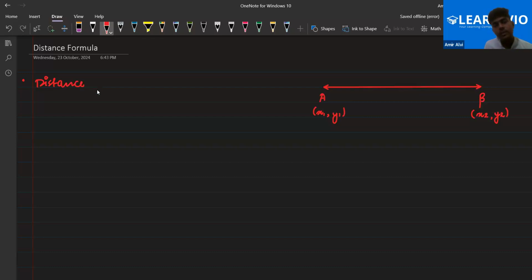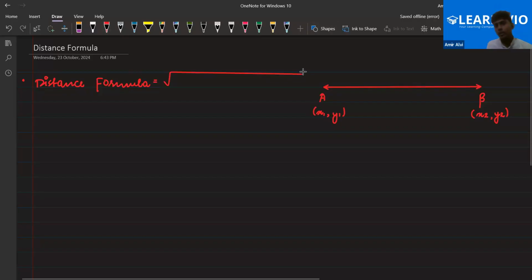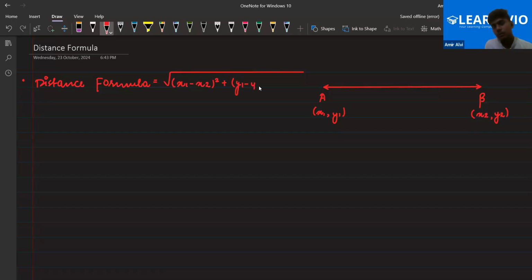To calculate the distance, the distance formula comes into the scenario. The distance is equal to the subtraction of the x coordinates and squaring of the coordinates, right? So suppose I'm saying x1 minus x2 whole square plus y1 minus y2 whole square. So this is all about this chapter, this topic.